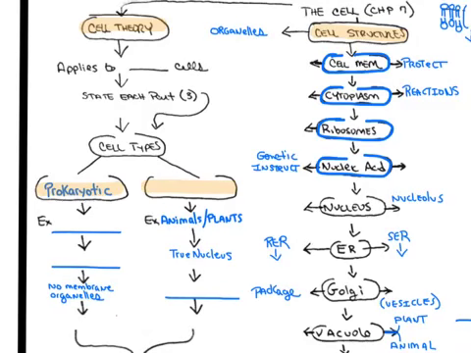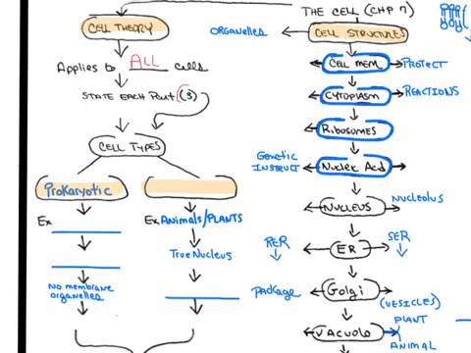Hey guys, we're going to go over the Chapter 7 concept map. We're going to start off with talking about the cell theory. Make sure you remember that the cell theory applies to all cells. So that goes for bacteria, plants, animals, anything that's prokaryotic or eukaryotic or constructed of cells.